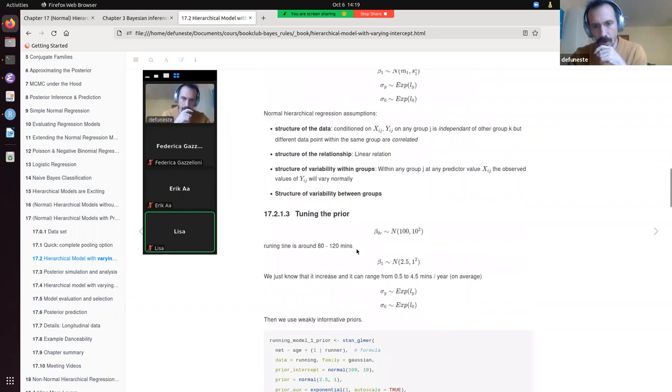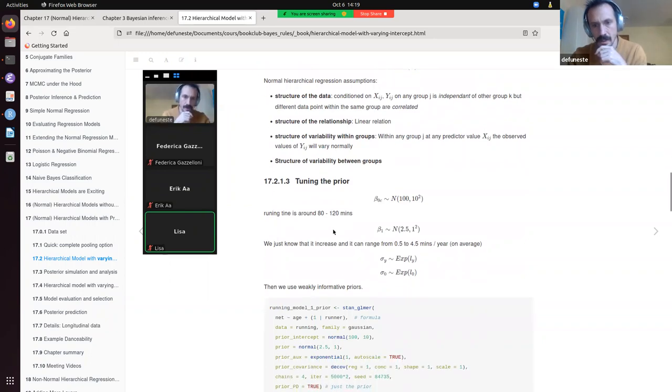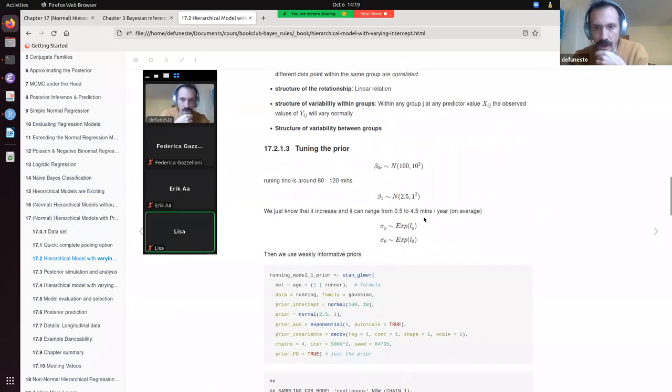So turning to the priors, this is stuff that I find difficult. We kind of know that running 10 miles takes around 80 to 100 minutes. So I understand the mean, but I still do not understand the variance, which seems big, but who cares, it's a prior. We just know that the time increases as you grow old, from something like half a minute to nearly 5 minutes. So this gives you a prior for beta 1, the coefficient.